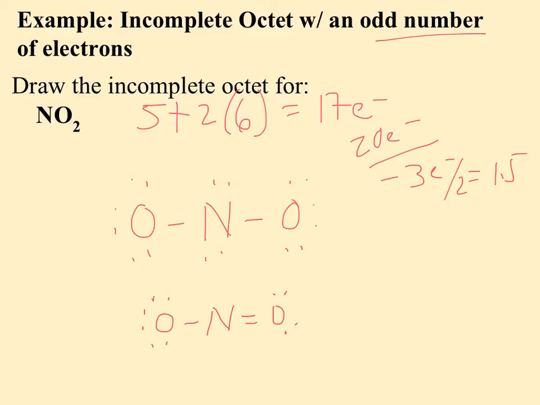And my nitrogen now has 2, 4, 6. It would like a lone pair. But now when I count up, I've used 2, 4, 6, 8, 10, 12, 14, 16. I've used 18 electrons, but I only have 17. So this is my hint that nitrogen is just going to have to go with 7 electrons and have an incomplete octet until another electron becomes available.